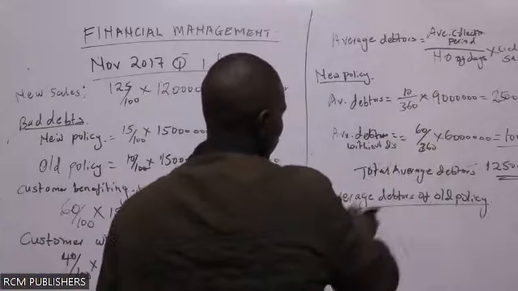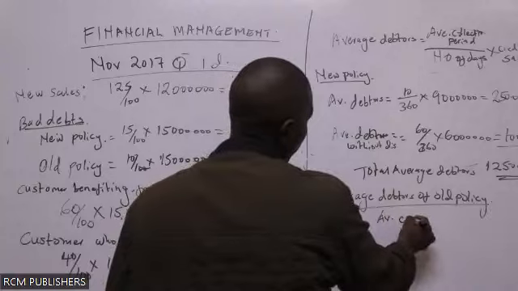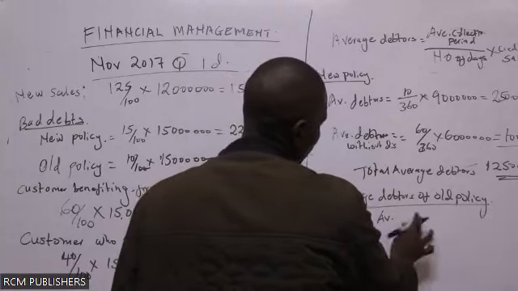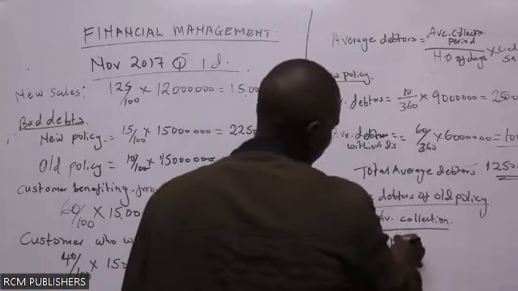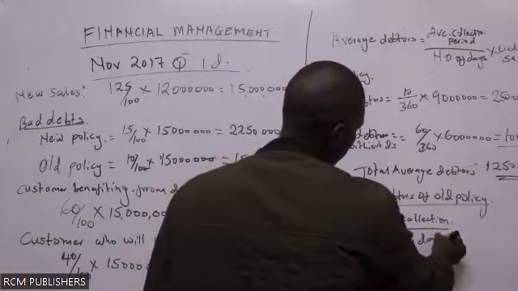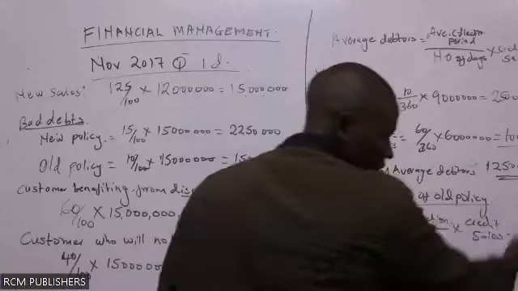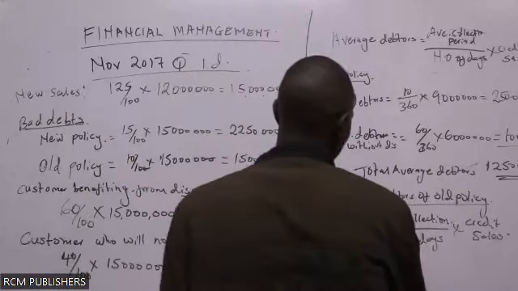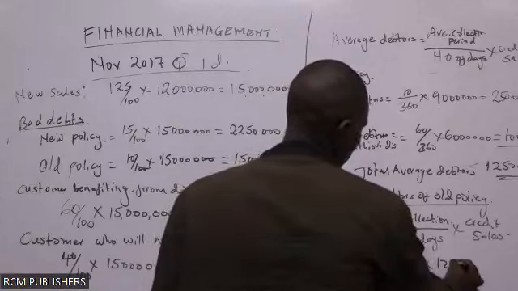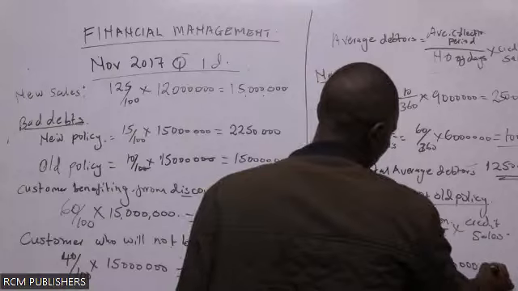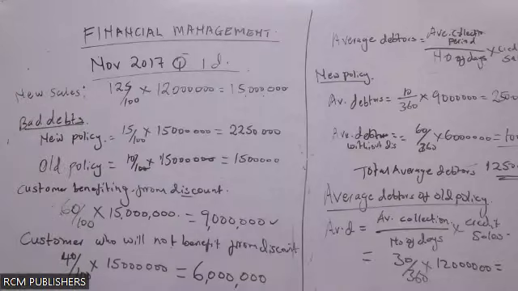Nakumbuke formula yetu ni ile tu, average data is equal to average credit sale correction period. Correction period ilikuwa within how many days? Remind me for the new policy before they change. Divided by number of days. Nione nani anakumbuka hizi 10 times credit sale. Kwa ngapi? 30 days. Thank you very much. So this one will be 30 over 360 for the old policy times 12 million. So tutapata ngapi?